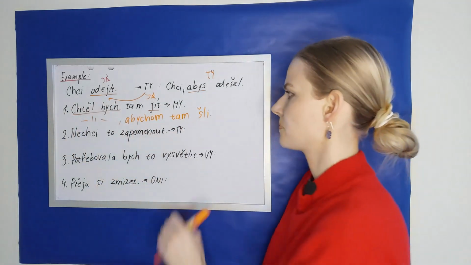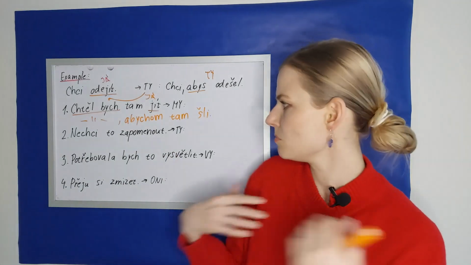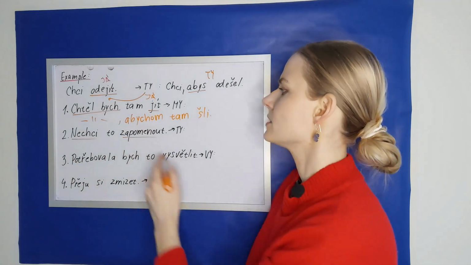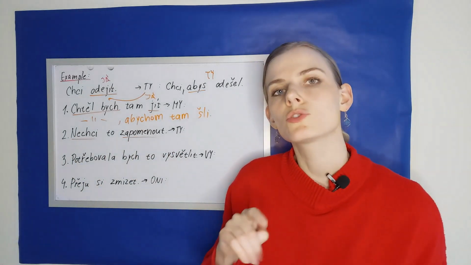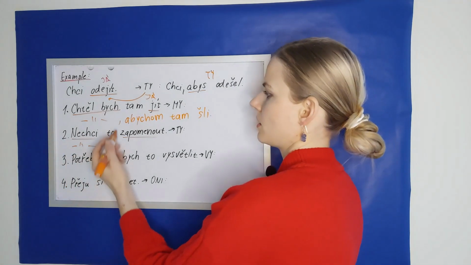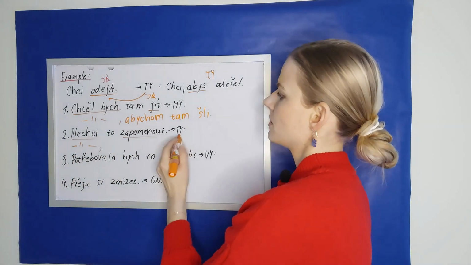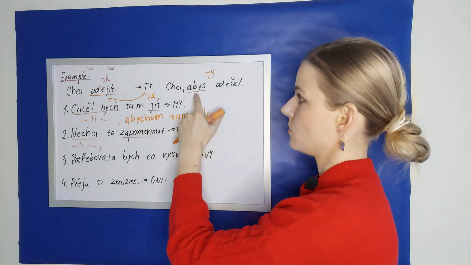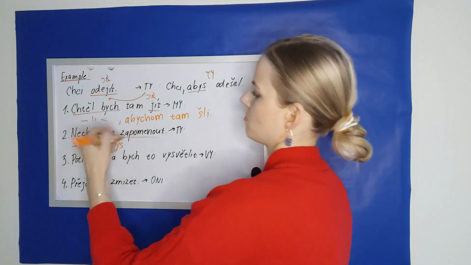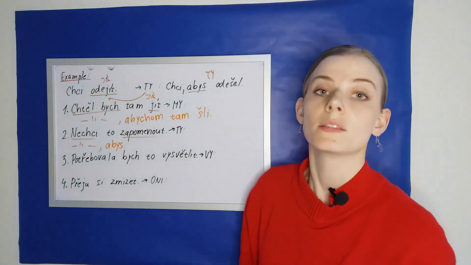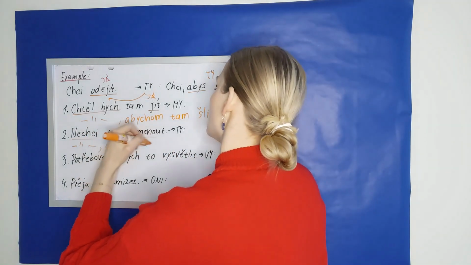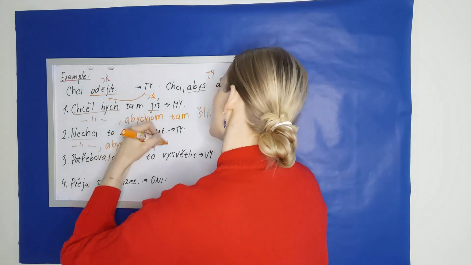This stays the same. Nechci to zapomenout. Again, I'm speaking about me. We just have nechci and infinitive, which means I don't want to forget it. And I want to say, I don't want you to forget it. So this will be the same, nechci. And this part will have a comma. Now ty would need this form, abys. The rest will be the same, except zapomenout will be in the past tense, referring to ty. Nechci, abys to zapomněl. Zapomenout is a little irregular.